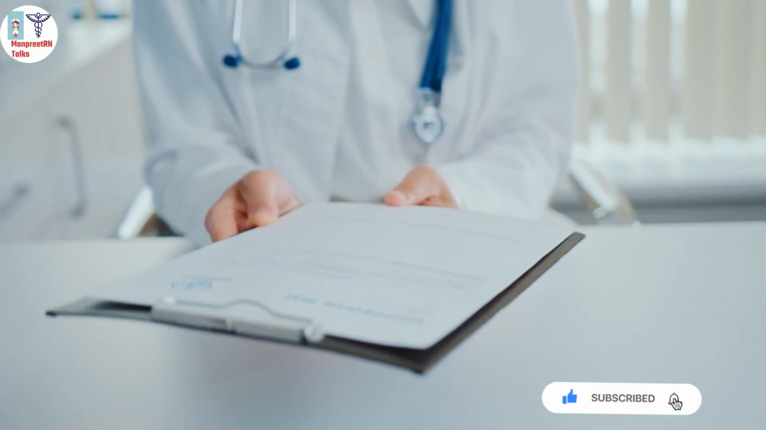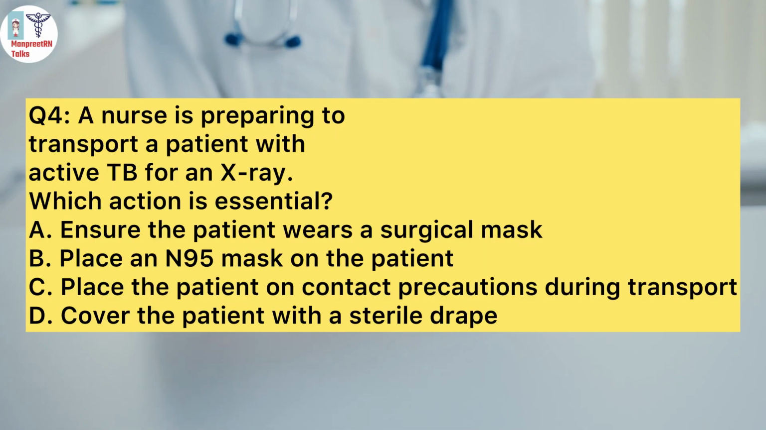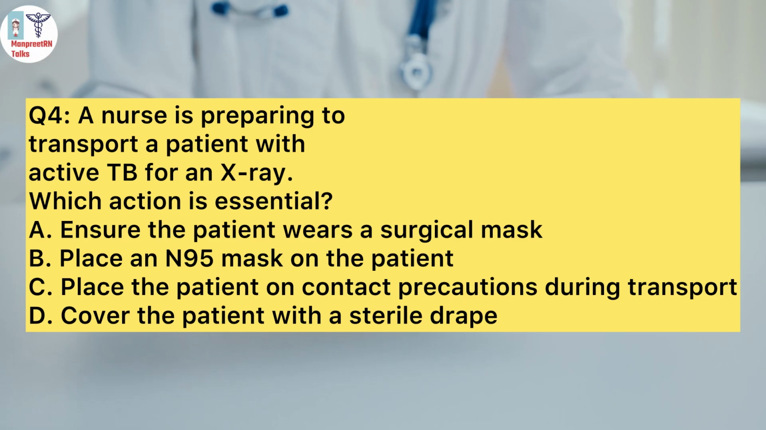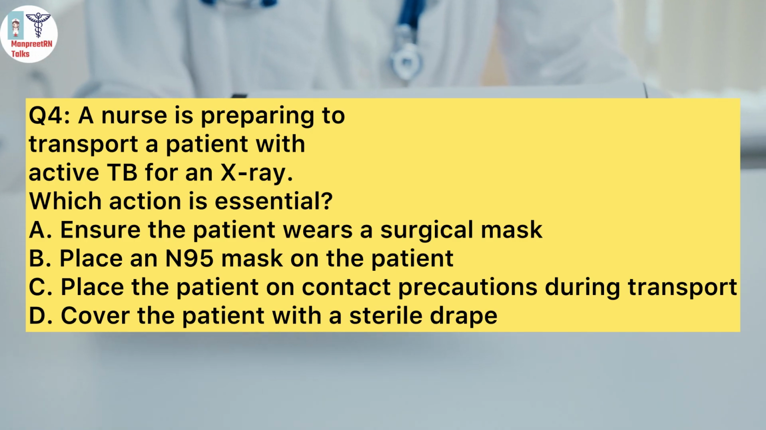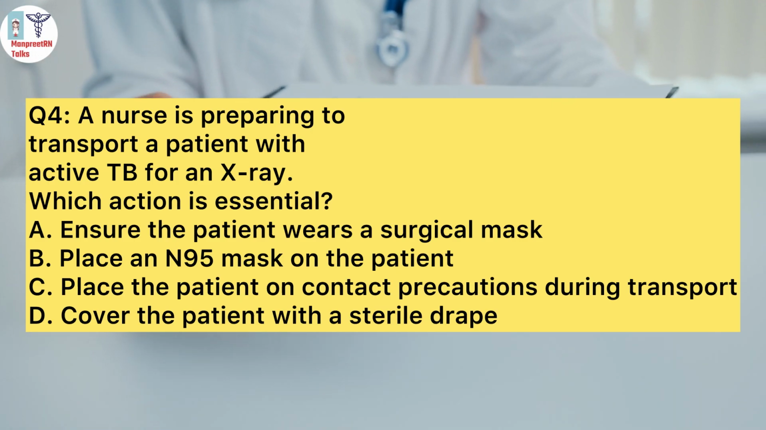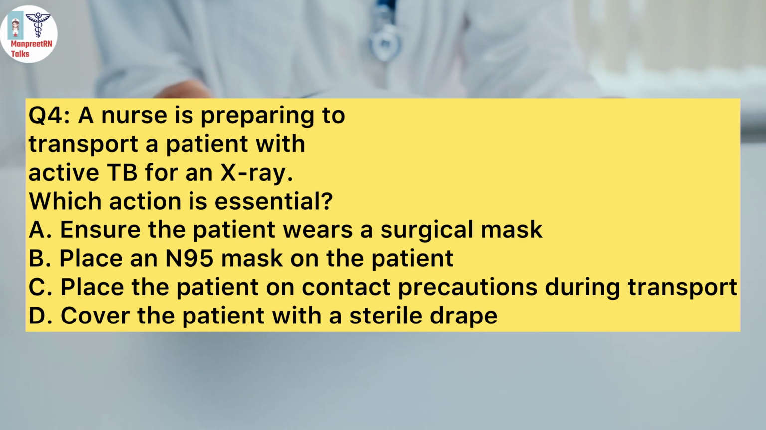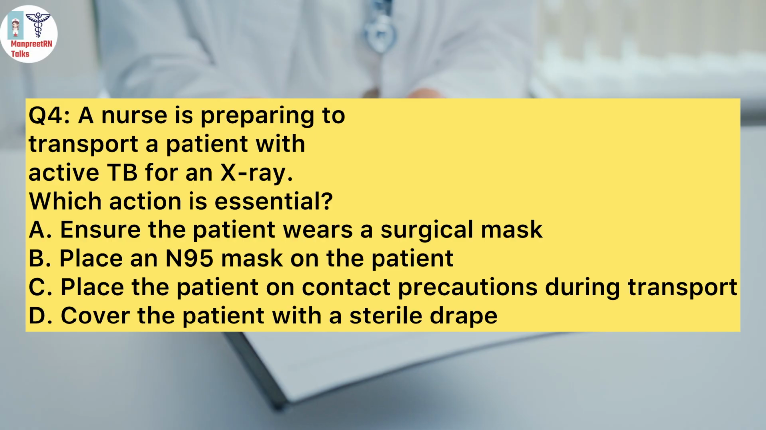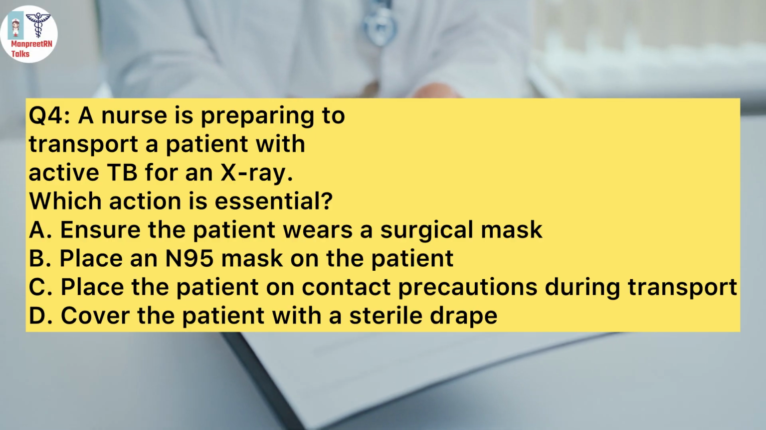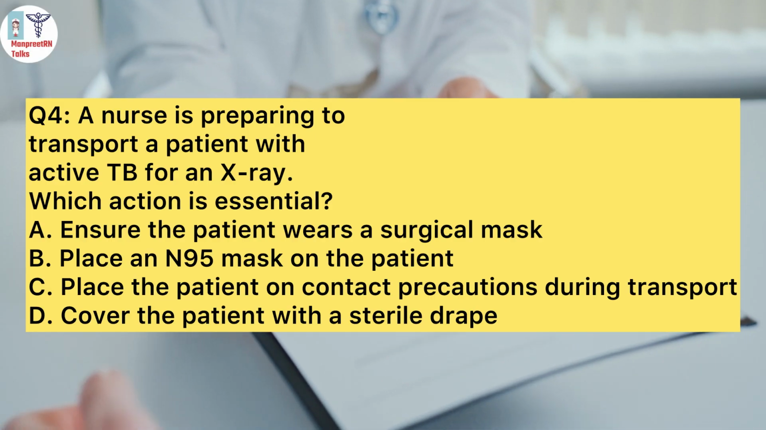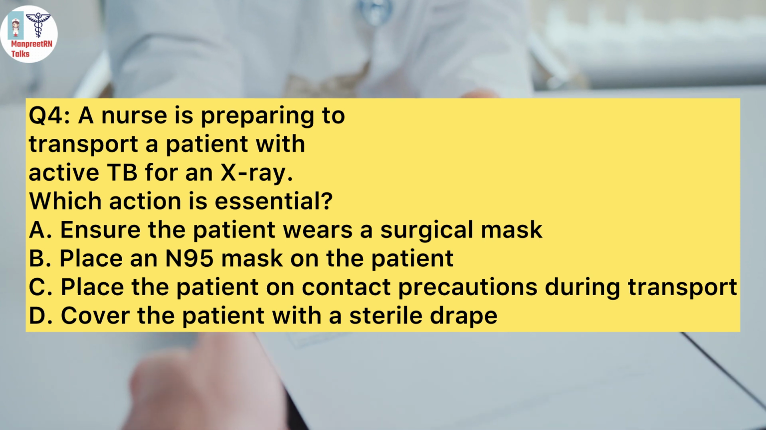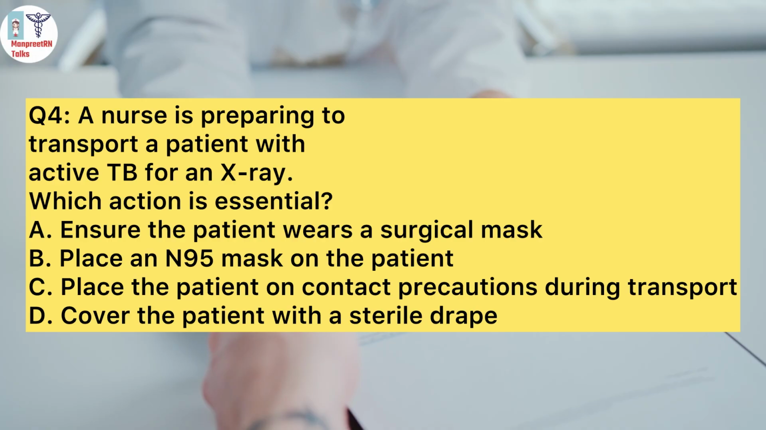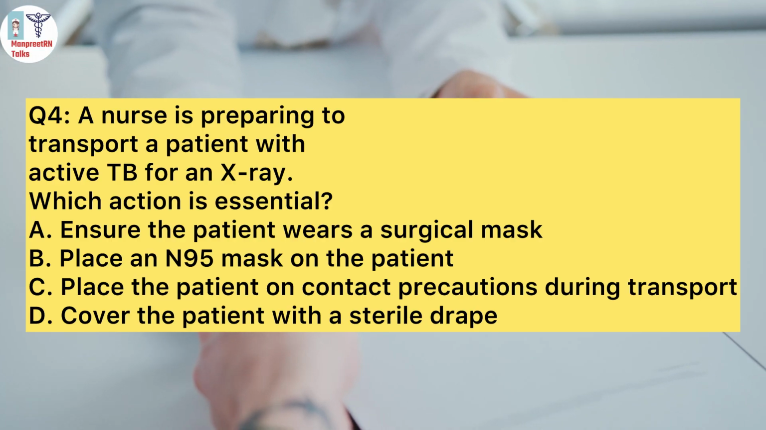A nurse is preparing to transport a patient with active pulmonary tuberculosis for an X-ray. Which action is essential? A, ensure the patient wears a surgical mask. B, place an N95 mask on the patient. C, place the patient on contact precautions during transport. D, cover the patient with a sterile drape. So the correct answer is A. The patient wears a surgical mask and the nurse wears an N95 respirator.